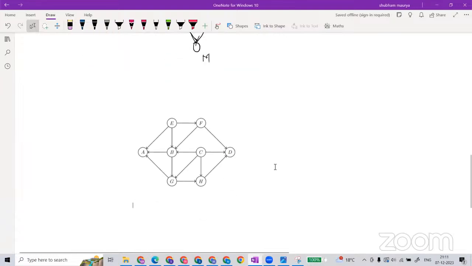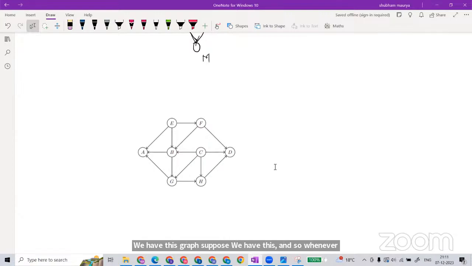So we have this graph. Suppose we have this graph, and whenever we have a DAG, there are two different topics we are going to study. You need to sort the vertices, and another thing is find the longest path. The longest path is week 11 content, we'll see it later. Here we will see only the topological sorting. So what is topological sorting?